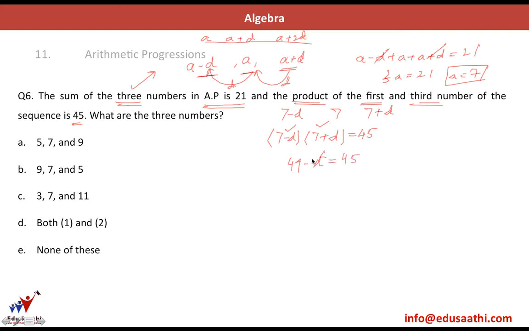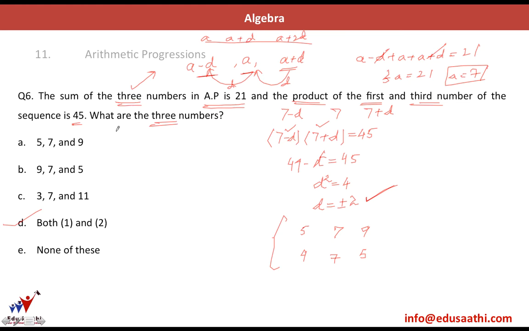You can find out the value of d. If you just solve it out, the value of d square comes out to be 4. So the value of d that you will get would be plus minus 2. That means it could be an increasing AP or it could be a decreasing AP. Now I know the middle value is 7. If I take plus 2, I'll get this answer, and if I take minus 2, I'll get this answer. So these are the two APs that you will have. The answer will be both 1 and 2, because it is possible for me to have an increasing AP or a decreasing AP.